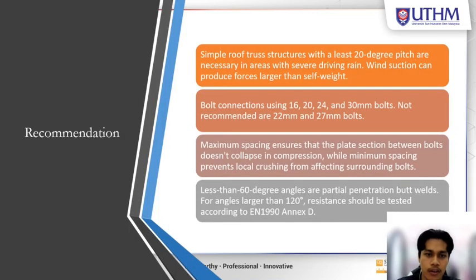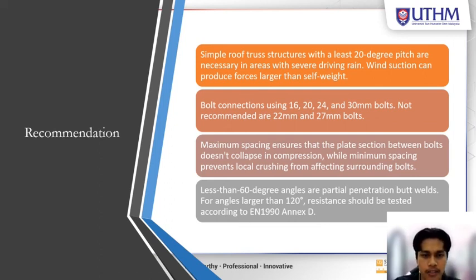For the recommendation, firstly, simple roof truss structures with at least a 20-degree pitch are necessary in areas with severe driving rain. Wind suction can produce force larger than self-weight. For the bolt connection, we should use 16, 20, 24 and 30 mm bolts. 22 mm and 27 mm bolts are not recommended.